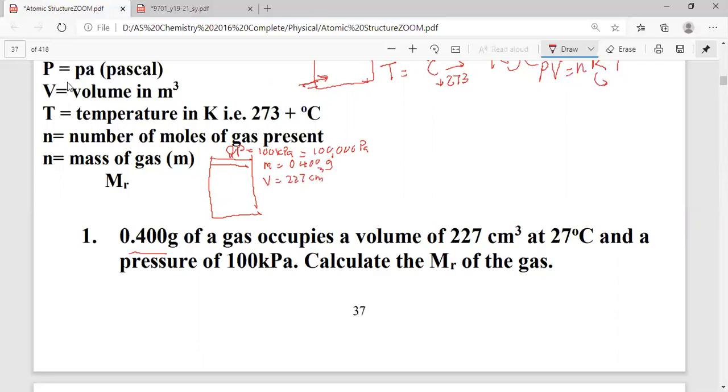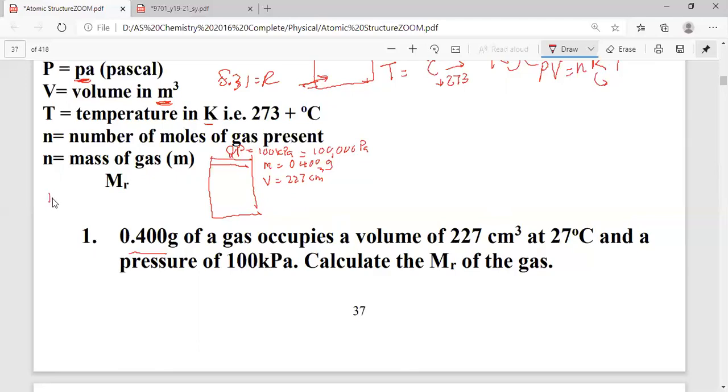Let's say we use R, 8.31. It must be pascals, not kilopascals. Must be meter cube for volume. Must be in Kelvin. See now, understand? So you can change all these units. How to change these units is very simple. Now let me show you how to do it. Okay, this is mathematics. I learned it when I was in standard 4 or 5.